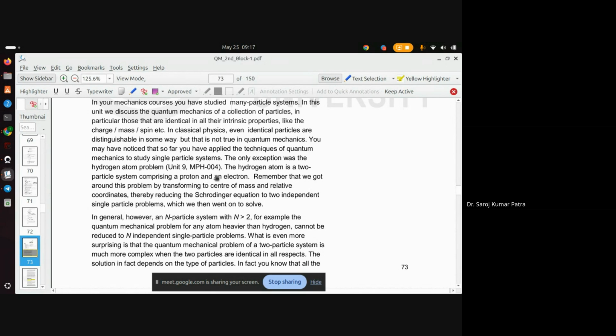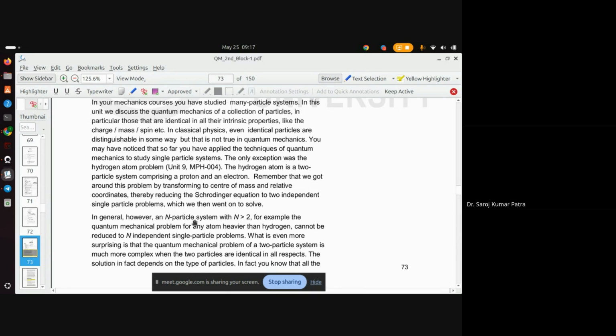whereas in quantum mechanics it is not possible. Even if we know for sure that this is particle 1 and this is particle 2, that means we know their positions, we cannot track their trajectory independently if they are identical. That's the problem with quantum mechanics.